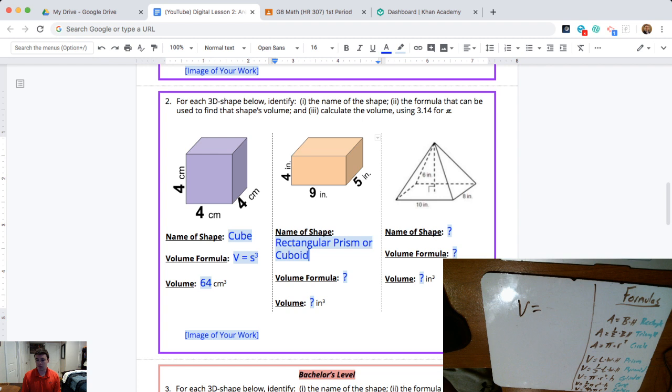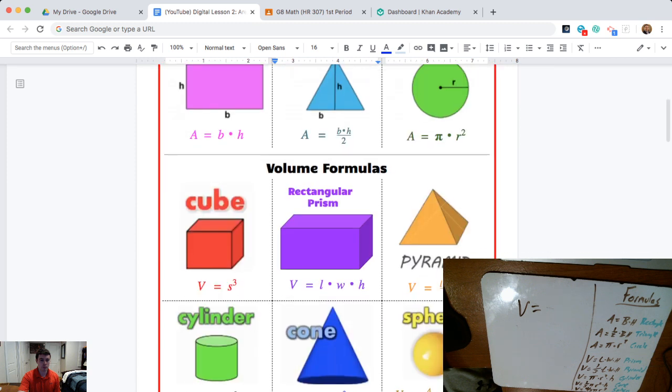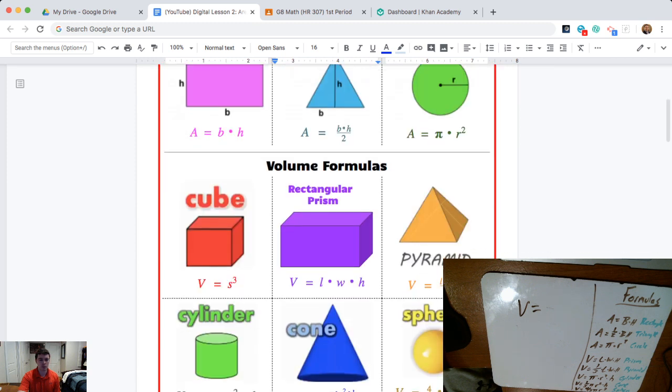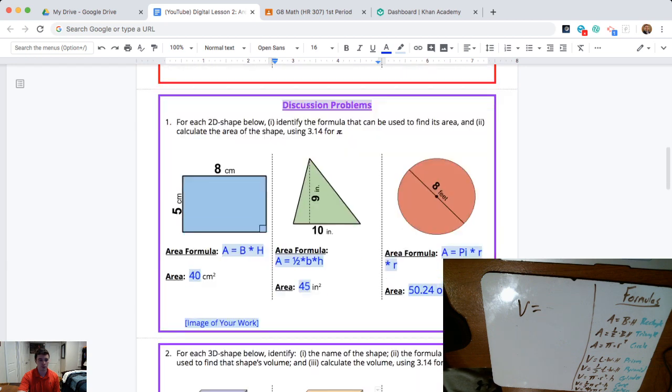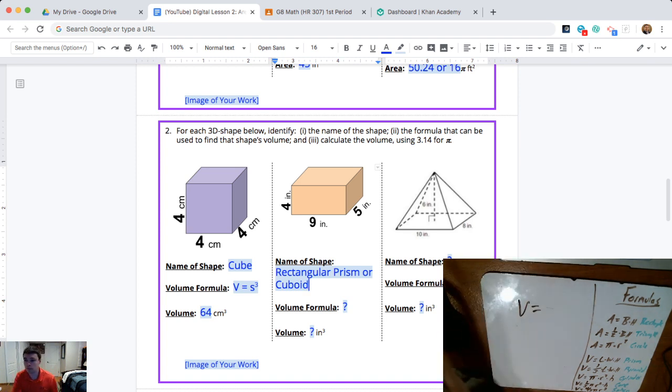Does anybody want to identify for this prism what the volume formula is? Something you would have worked through in 5th grade and 6th grade a little bit with volume of prisms. Michaela's correct that it's length times width times height. You could scroll up here in the document if you need, but I think a lot of you remember the prism formula was volume is equal to the length times the width times the height. That'll tell you how much space the prism takes up. So in this case, length times width times height is our volume formula.